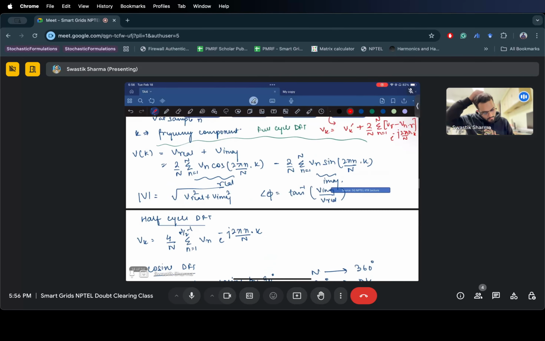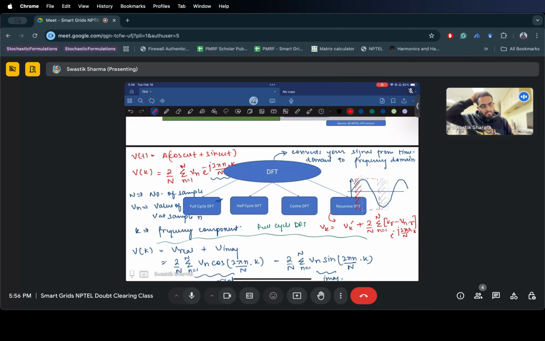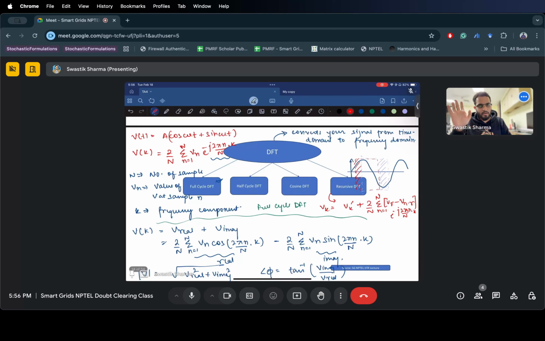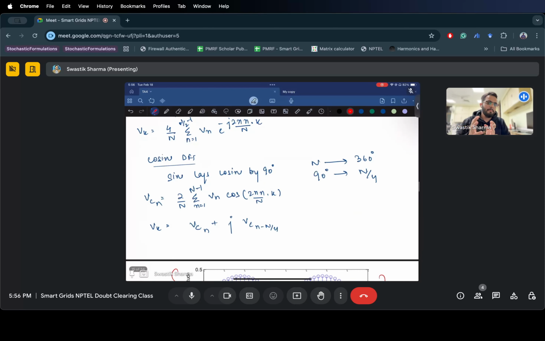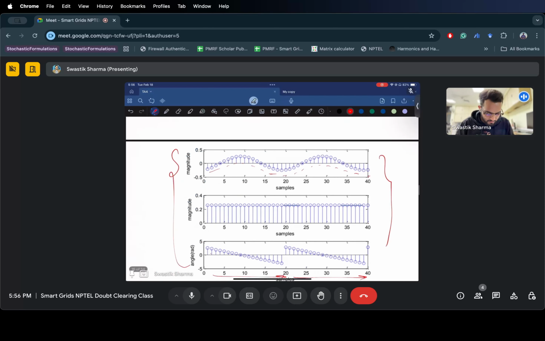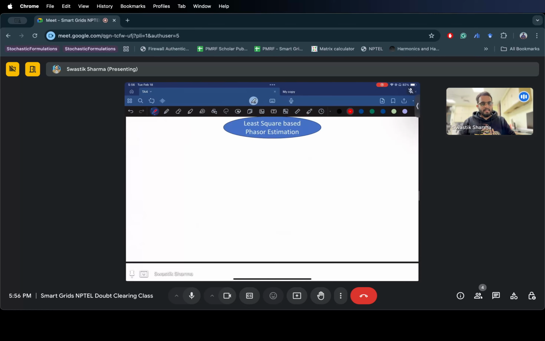But there is one catch. As I said, k is nothing but the number of your harmonics, and the number of harmonics is only applicable to a positive integer which multiplies your fundamental frequency. So for subsynchronous or below 50 hertz, you cannot use DFT, and you will not be able to get a complete picture of what is happening below 50 hertz frequency. For that, there is another method which is called least square based estimation.